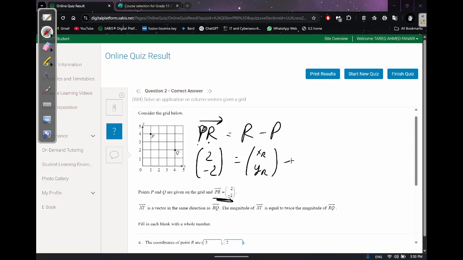Minus P, let's check the grid and trace back what values of P we have. The X value of P is 1, so I'm going to write 1 is XP. And 4 is the Y value of P, so 4 is YP.